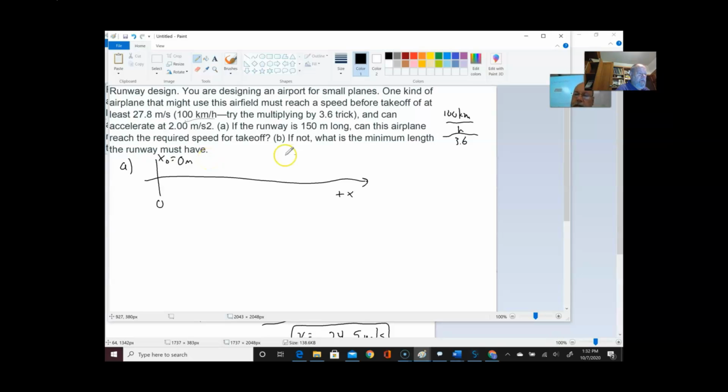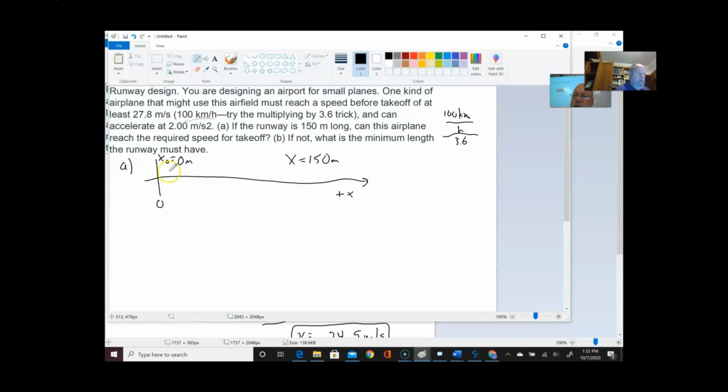The second piece of information that I always get is, what is my final position? And I've been told if the runway is 150 meters long, so that's the constraint that I have, my final position has to be 150 meters, and by that time my airplane better be traveling at least 27.8 meters per second. I don't know how long it's going to be or how fast it's going to be going, but it better be at least 27.8 meters per second.